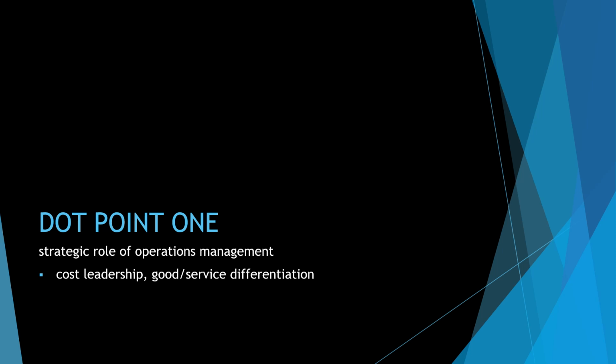So we will start with dot point 1, surprise, surprise, which, as I just said, is the strategic role of operation management, which is divided into cost leadership and good/service differentiation.